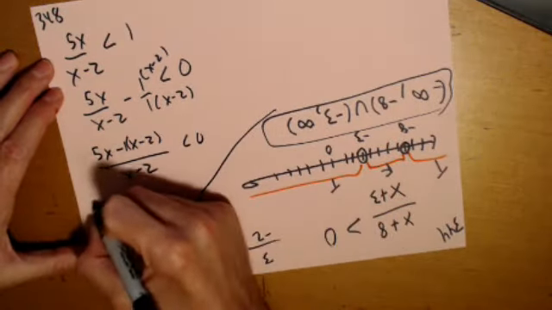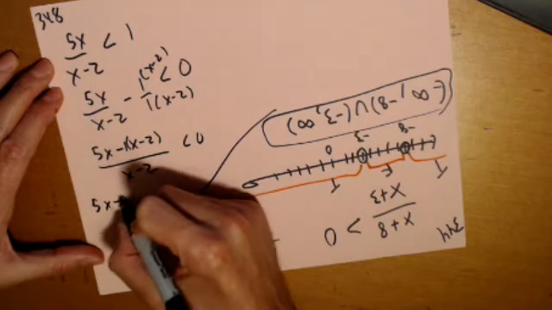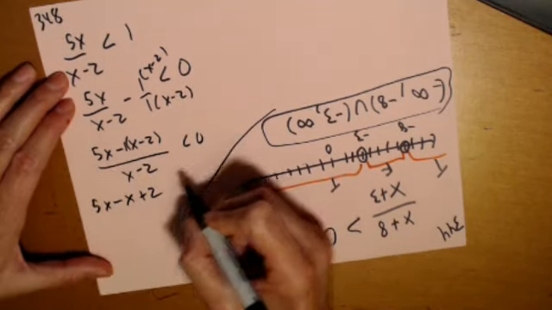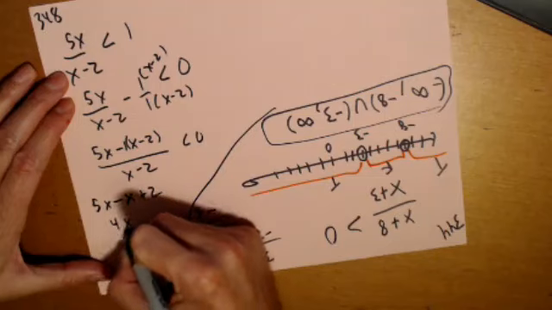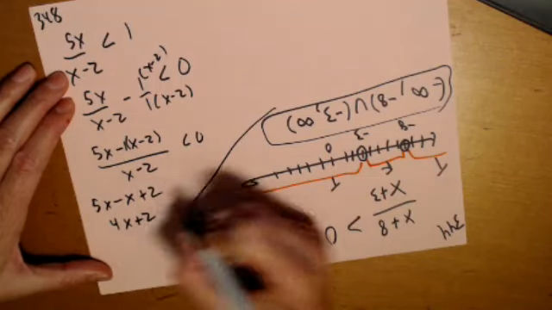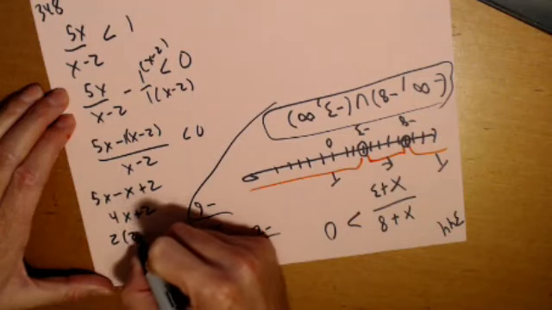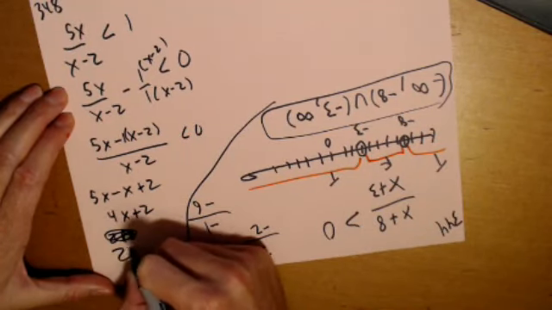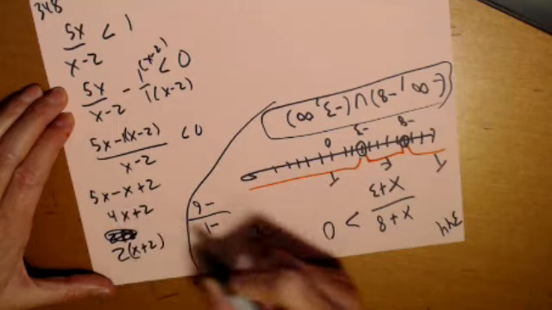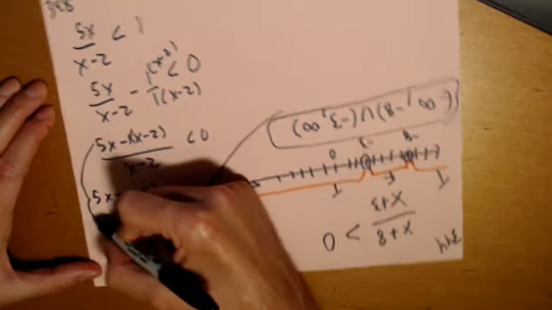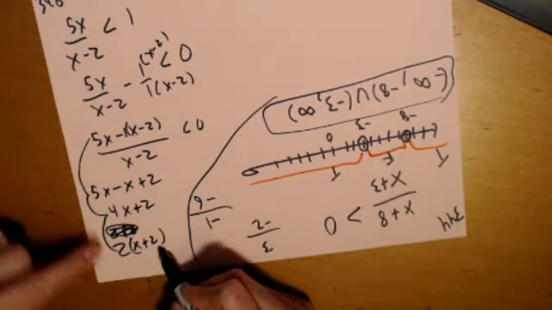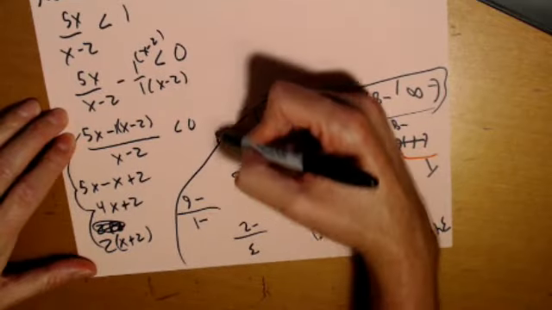So that's going to be 5x, and then distribute: minus x plus 2, which is really just 4x plus 2. If you factor that, that's a 2 times (x plus 2). I was just doing the numerator. So 2x plus 2 is just that numerator. So let's bring it all back over here.